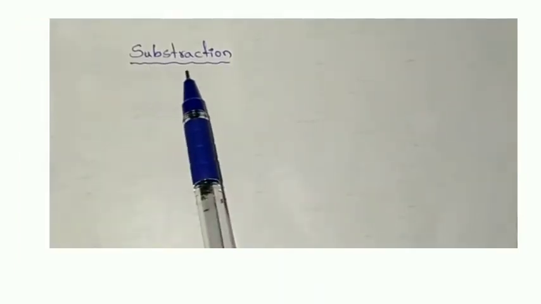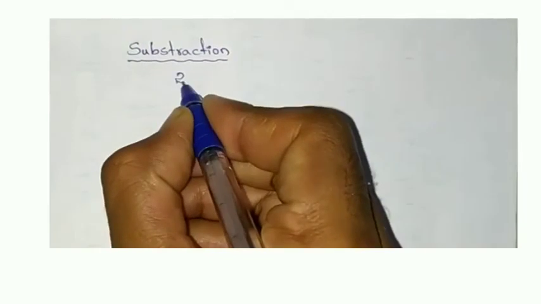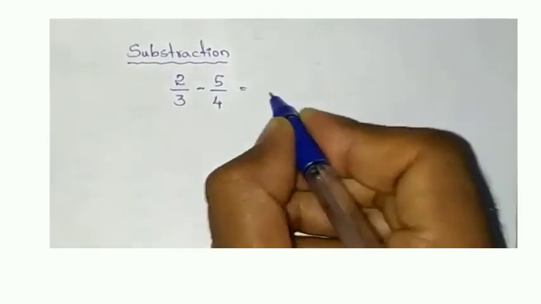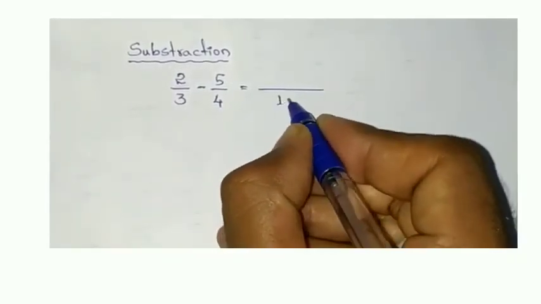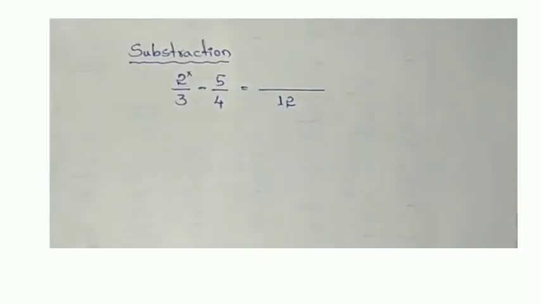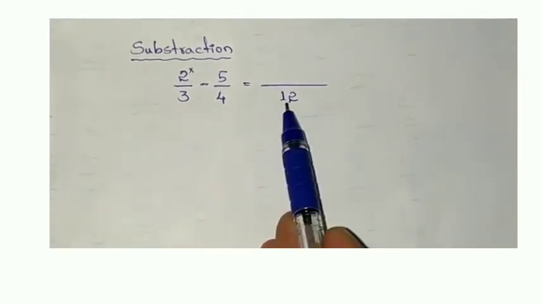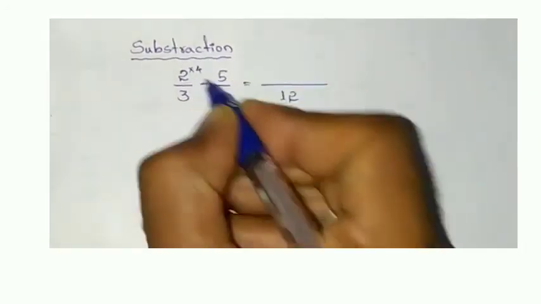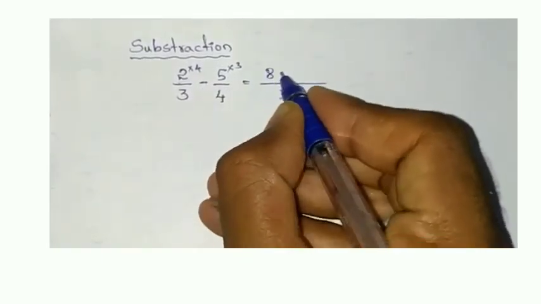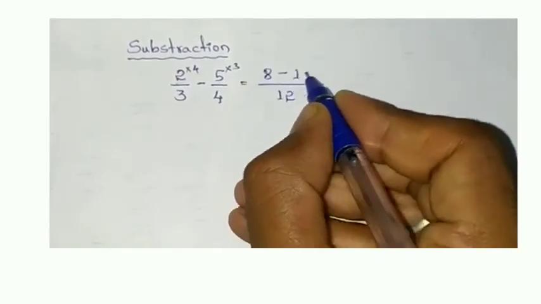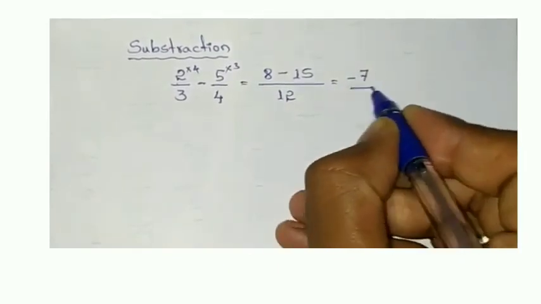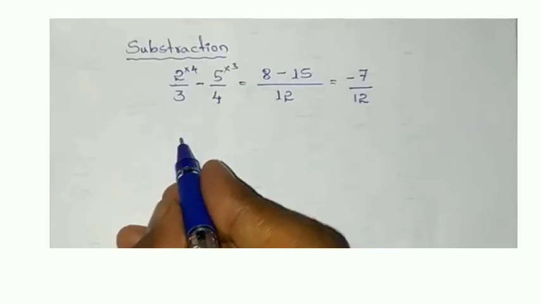Now applying for subtraction, let's take one example. 2 by 3 minus 5 by 4. Let's take the LCM of 3 and 4, that is 12. 2 4s are 8, minus 5 3s are 15. Here we will get 8 minus 15. How much will we get here? Minus 7 by 12.